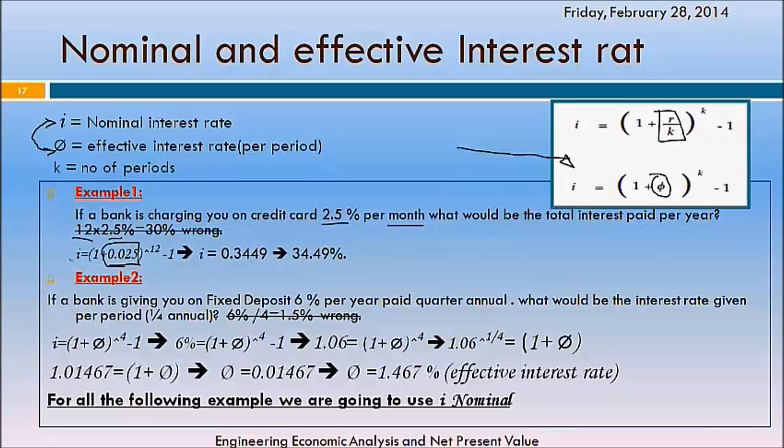I, the nominal interest rate, is equal to 1 plus phi, into the power k, minus 1. So 1 plus 0.025, close the bracket, into the power k. K is 12 payments per year, because each month you are going to be charged 2.5%, minus 1. So I is going to be 0.3449, which is 34.49%. Try it on the calculator and you're going to get the same result. So this is not equal to 30%.